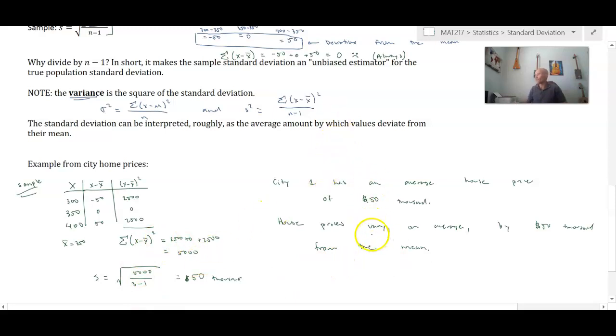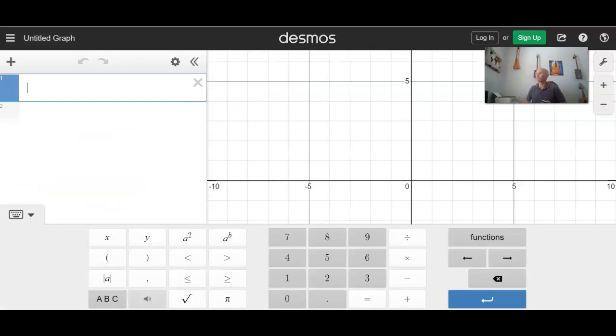That's how much they vary from the mean on average, right? It's not a true average, because remember we divided by n minus 1 and then we took the square root of that whole thing, so it's not really an average, but it's the easiest way to think about it. Now I want to show you how to do this in something like Desmos.